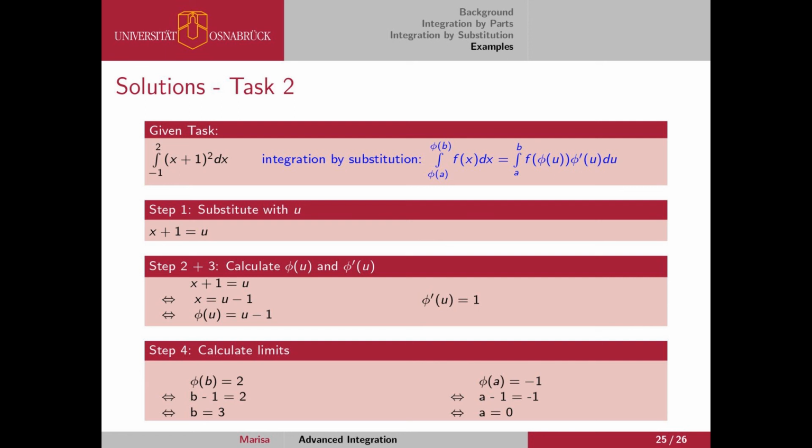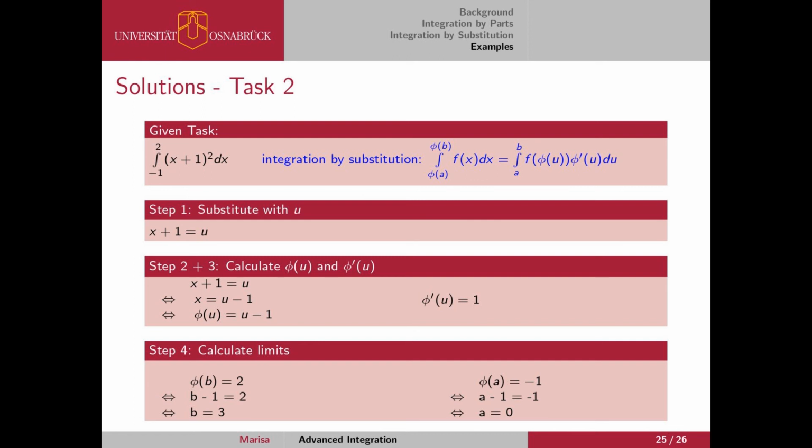And here's the solution to the second exercise. Given was the integral from -1 to 2 of (x plus 1) to the power of 2 dx. Although you could also multiply this out and then use normal integration, the task here was to apply integration by substitution. In the first step, we define what we want to substitute. In this case, we choose x plus 1 and substitute it with u.